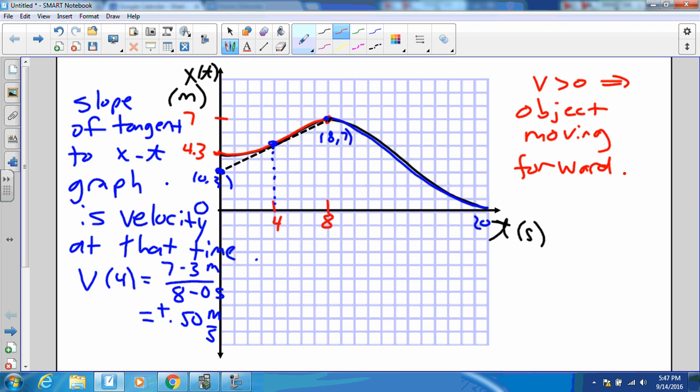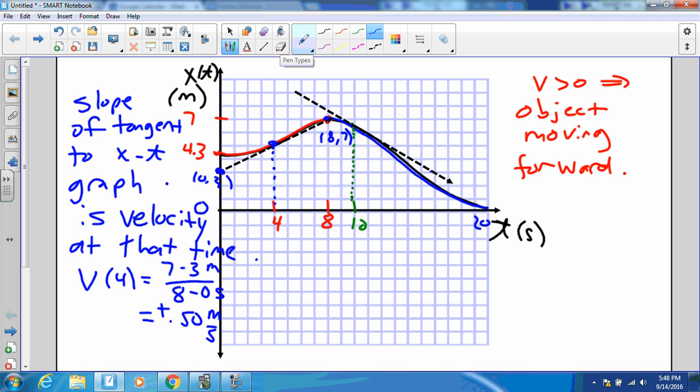Now let's consider a different time. Maybe time t equals 10. And we ask, what is the velocity at t equals 10? So we go over to t equals 10, and this is our position right here, and we draw ourselves a tangent line, one tangent to the curve, like so. And this looks like a pretty good tangent.